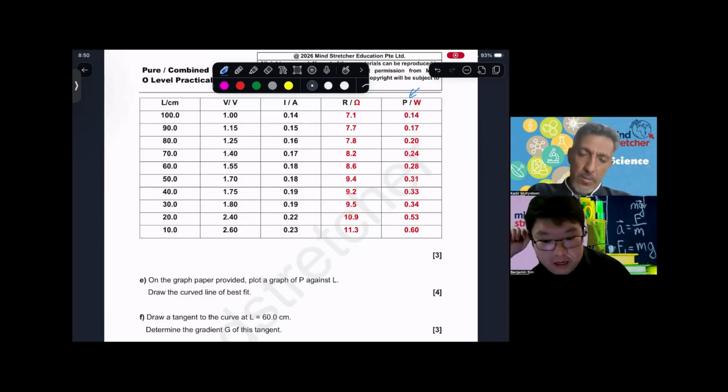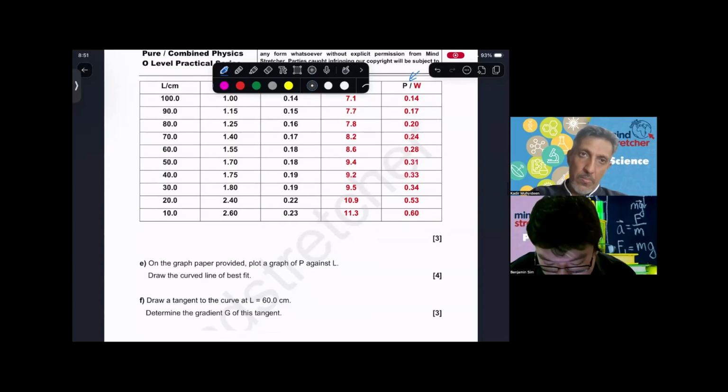Okay, now, is everyone done? All right, so I am now going to go through the last part, which is to show you how your graph should look for this kind of question. Let me show you how we would do it.